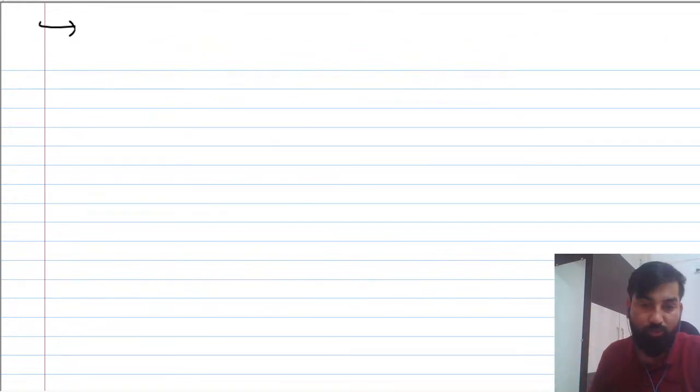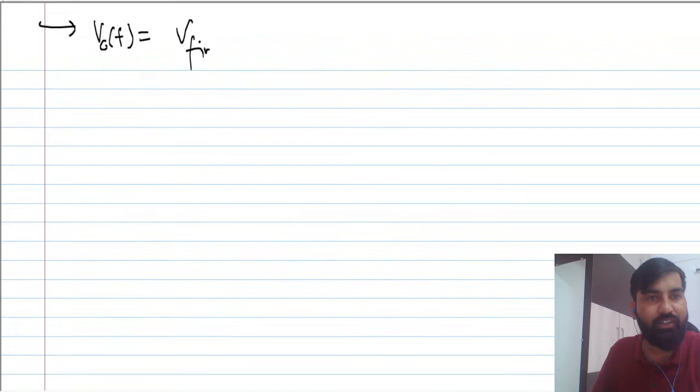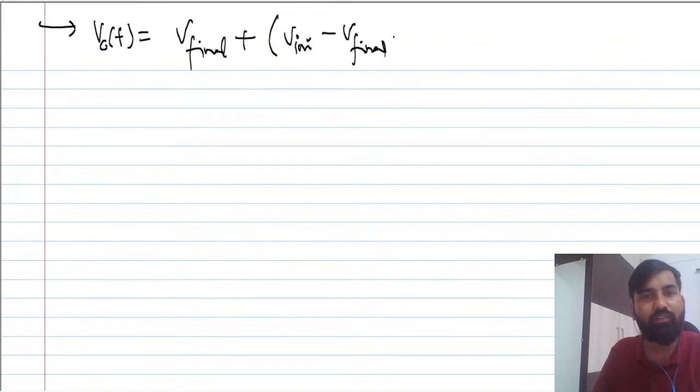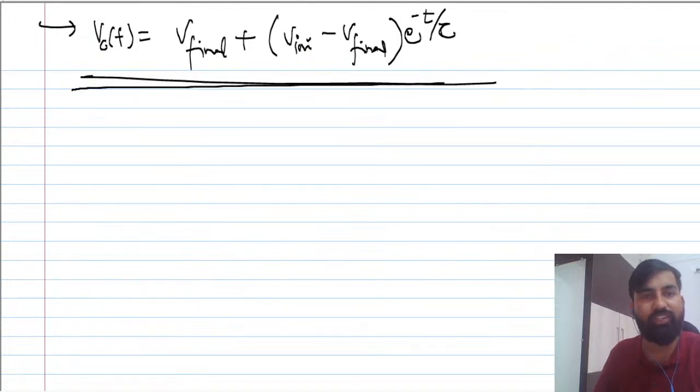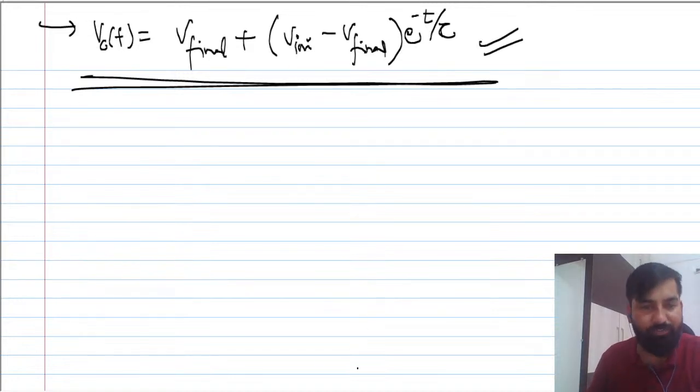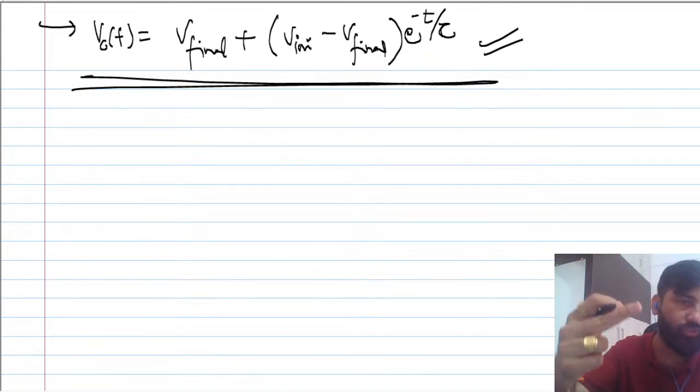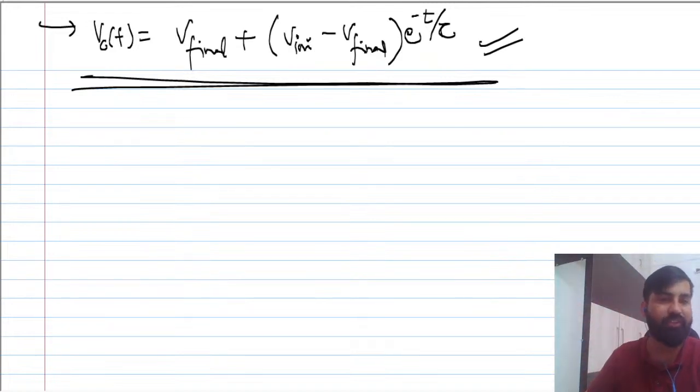Okay. So what you can say here is that the final voltage will be equal to VC(t) = V final plus (V initial minus V final) times e raised to power minus t by tau. This is the equation that you have to remember, okay? See, this equation has got different interpretations as well that I will show you. You can write this equation differently.